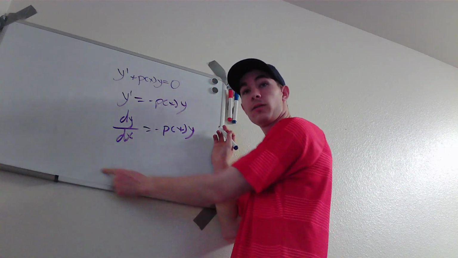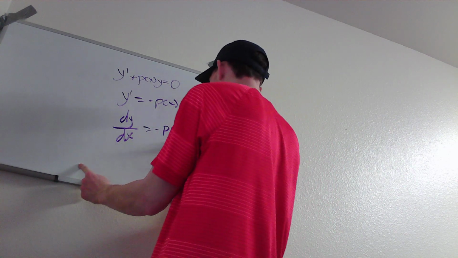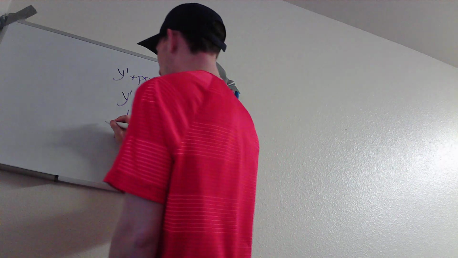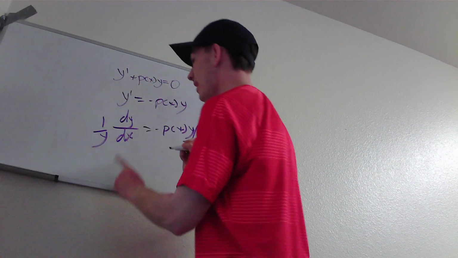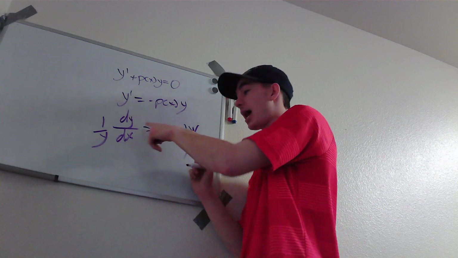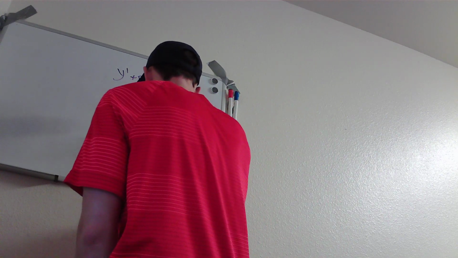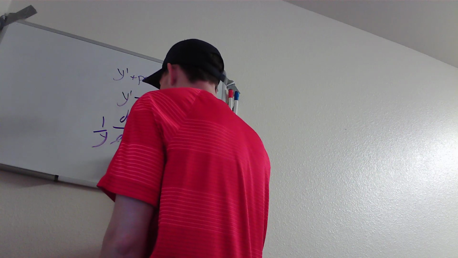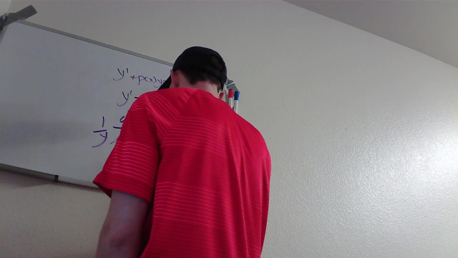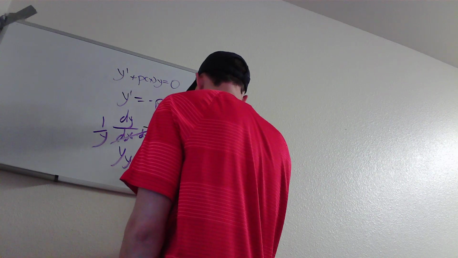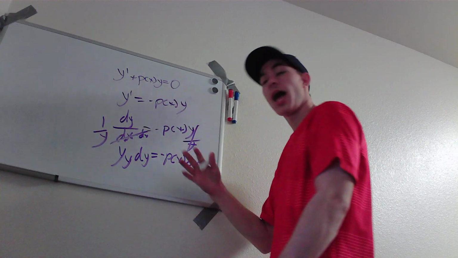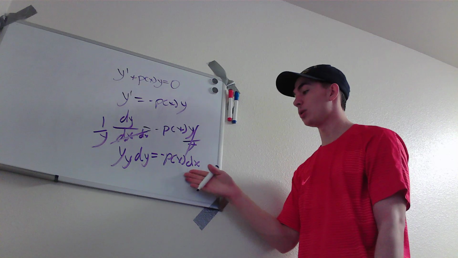So divide by y to get it over on this side: 1 over y. And then you multiply by dx to get dx on this side. So then you'll have 1/y dy equals negative p(x) dx. And this is a separable variable equation.